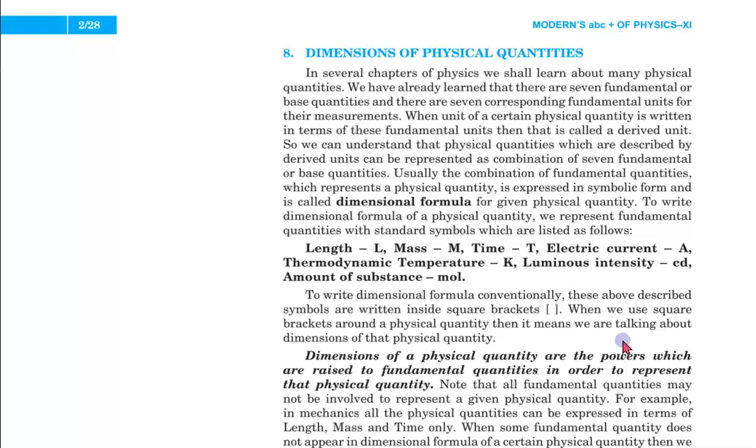Let me explain first. Here it is written: dimensions of physical quantity are the powers which are raised to fundamental quantities in order to represent that physical quantity. Let me explain from some formula. Let me take force.